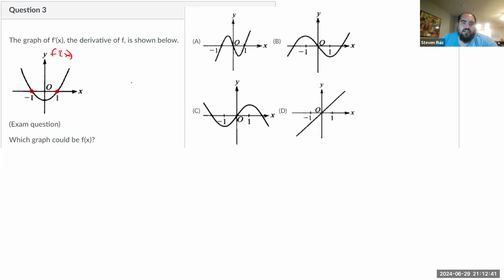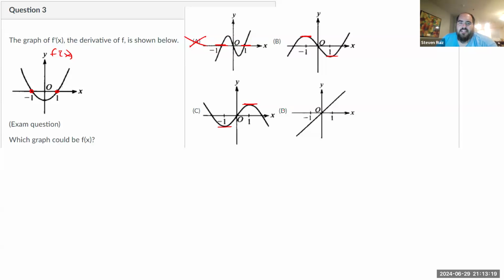So if the derivative equals 0, what does that mean the graph of the function needs to look like? It means I need to have horizontal tangent lines at x equals -1 and x equals 1. C does. So C is a good candidate. What about A? A does not have a horizontal tangent line at -1 or 1. So I don't like that. B has horizontal tangent lines at -1 and 1. So I think I need to consider B. D is a straight line. D has no horizontal tangent lines anywhere.